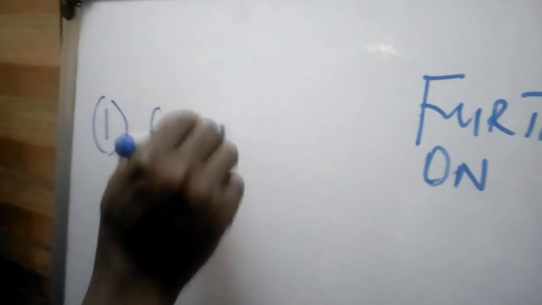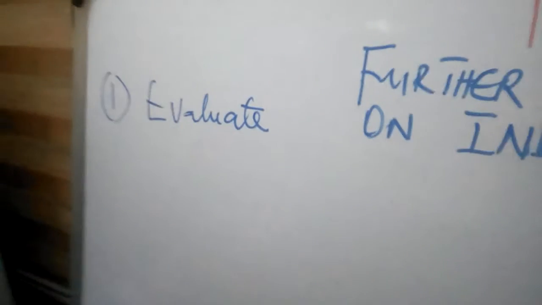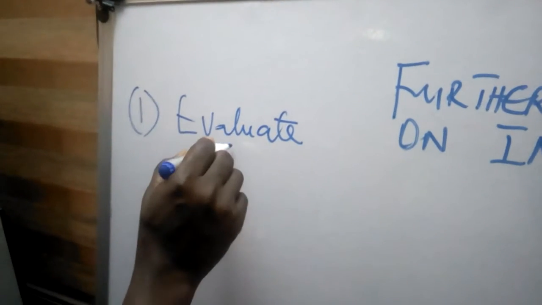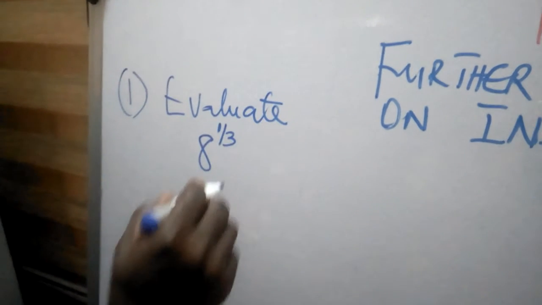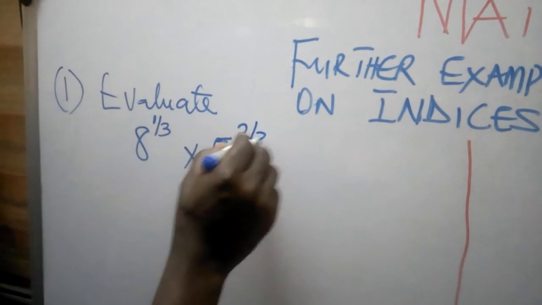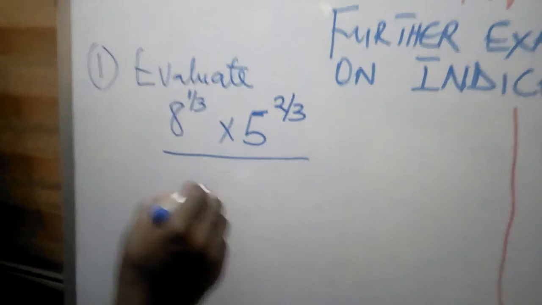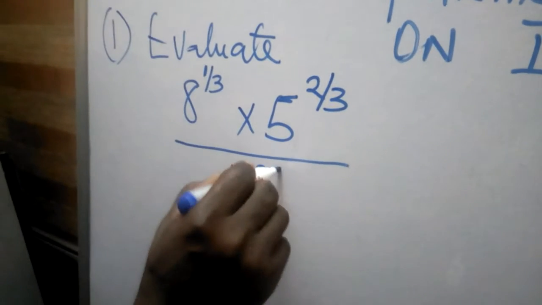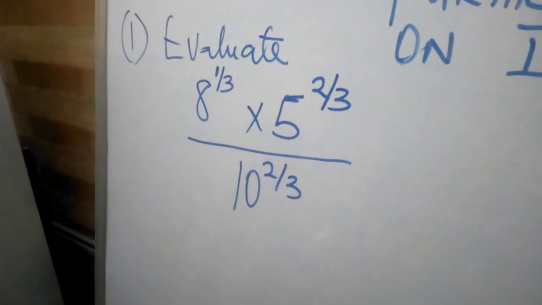Question number one. Evaluate 8 raised to the power of 1/3 multiplied by 5 raised to the power of 2/3, all over 10 raised to the power of 2/3. This is question number one.